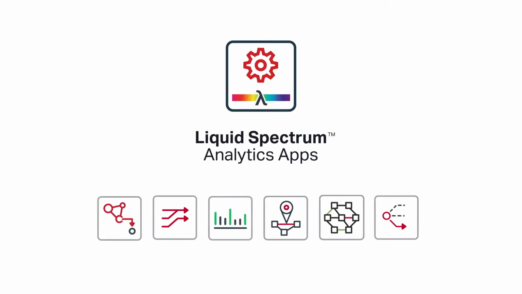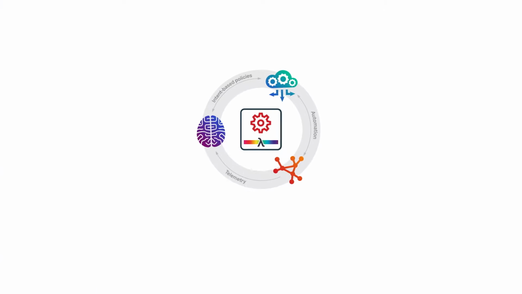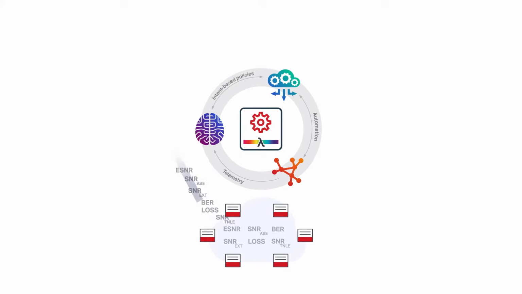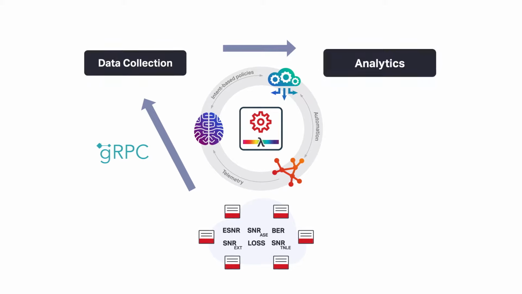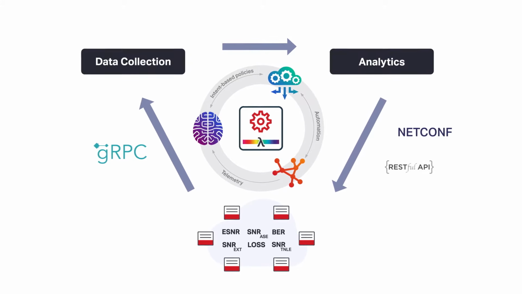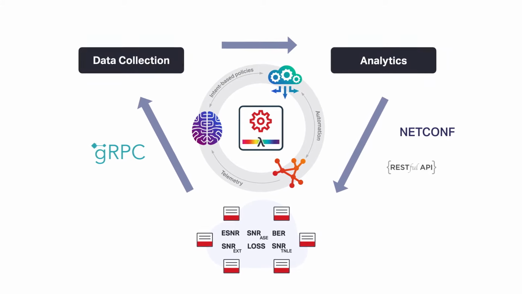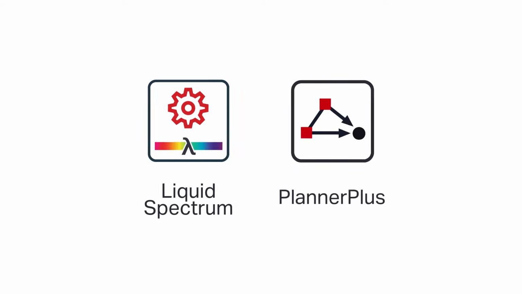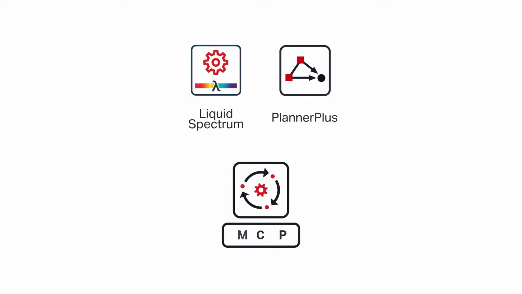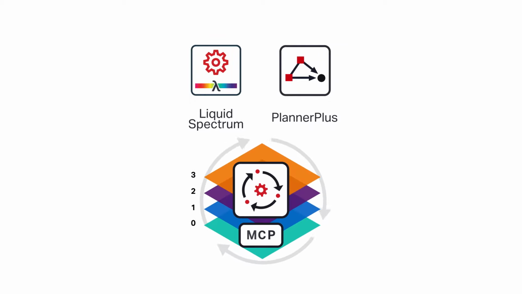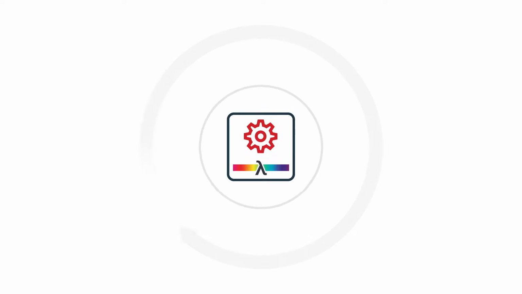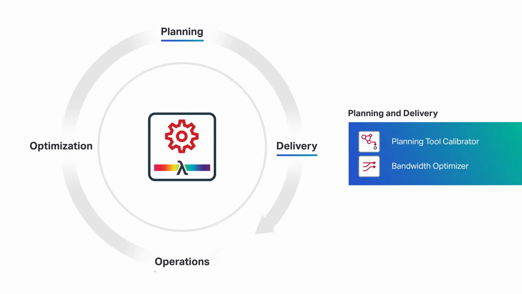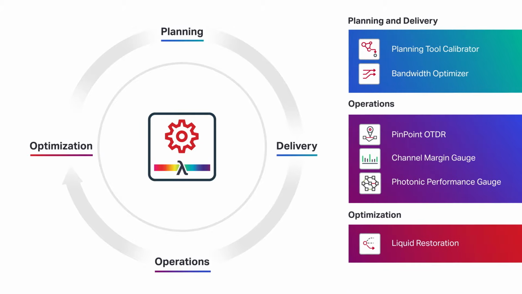Ciena's Liquid Spectrum Analytics apps combine real-time analytics with increased automation to simplify operations by abstracting complexity associated with flexible next-gen technologies and to drive actionable insights based on the current state of the network. These advanced software applications leverage Ciena's proven SDN controller, MCP, to help you maximize the value of your network assets across the entire photonic network lifecycle, from planning and delivery of services to day-to-day operations and optimization.